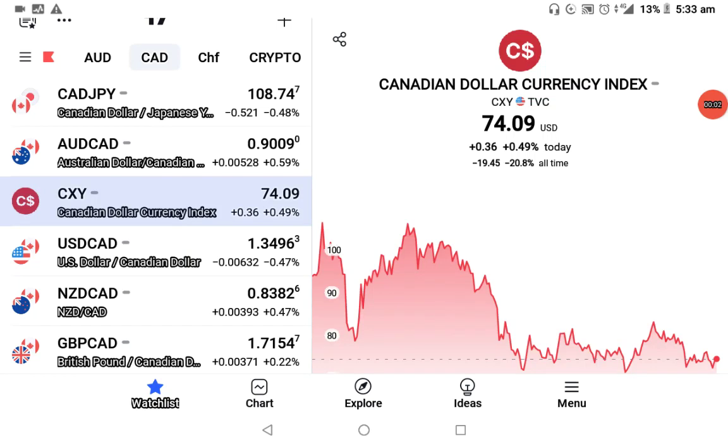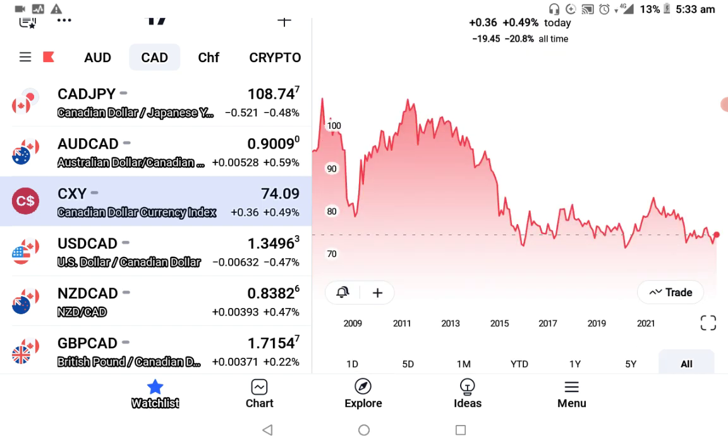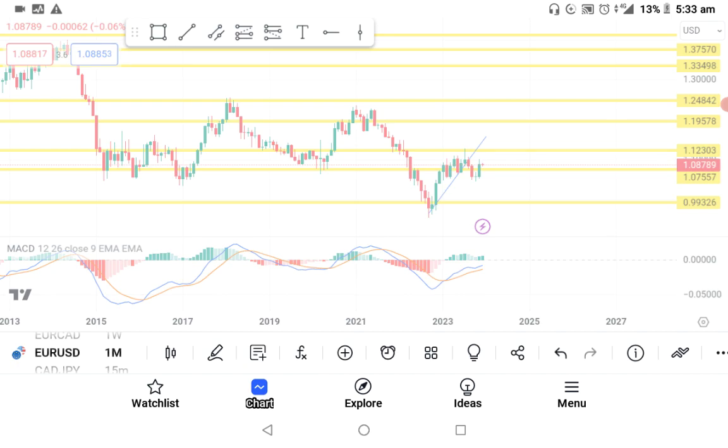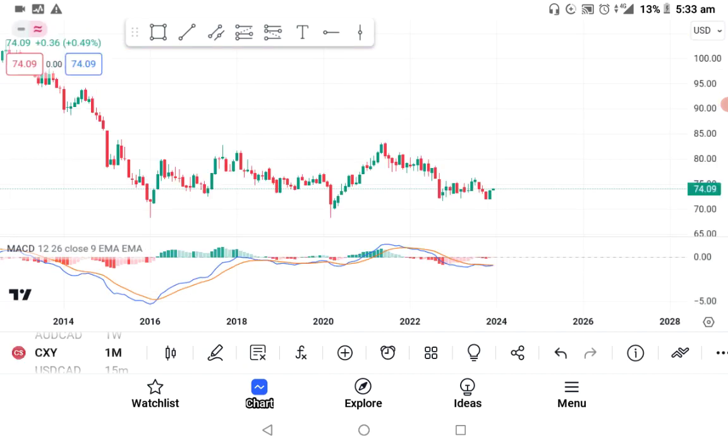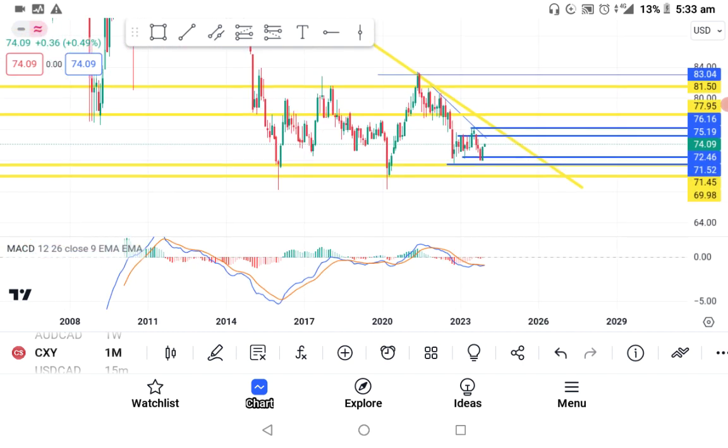Now that we are on Canadian dollars, we will need to start with the index to know what's actually happening with the currency. So on the index, the monthly time frame first. On the monthly time frame of Canadian dollars, we can see it's been on a downtrend. It's been selling, selling, selling.